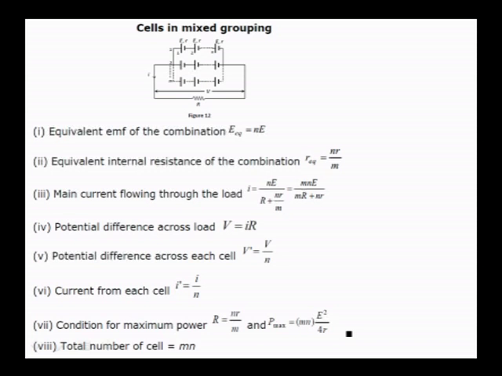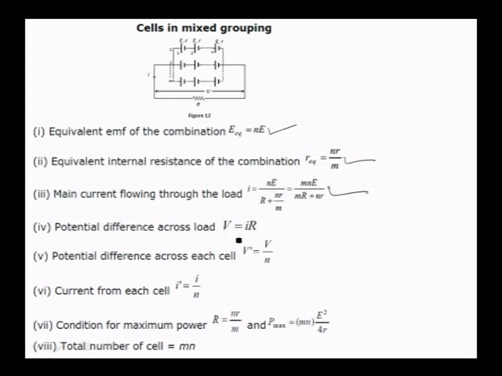Next, the mixed group. It consists of parallel as well as series connections. So n number of cells are connected in series, and m number of rows are connected in parallel. The total number of cells in this circuit is m × n. The equivalent EMF for the mixing of the cells is nE, the equivalent internal resistance is nr/m, and the total current in the circuit is mnE divided by (mR + nr).